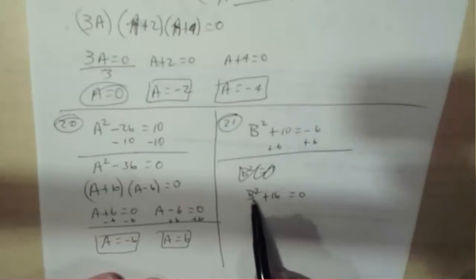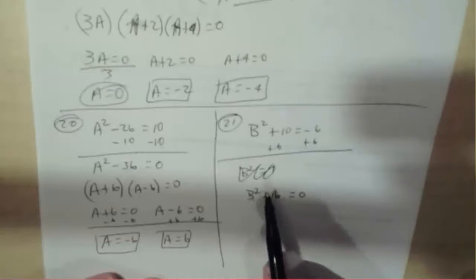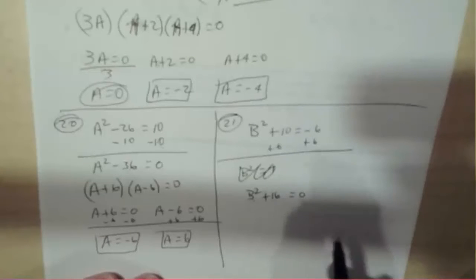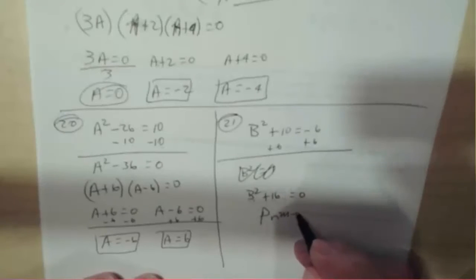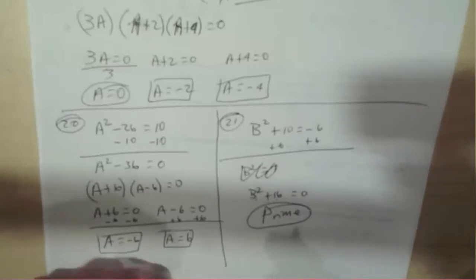Now these are two perfect squares. But is it the difference of? No, this is the sum of. So is this a conjugate? No. So what is this? It's prime. It cannot be factored.